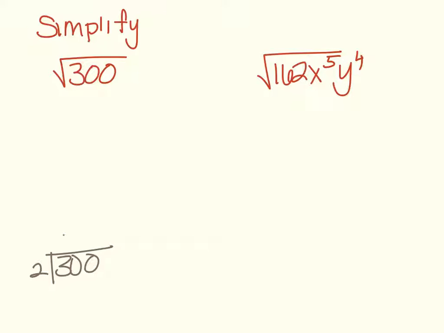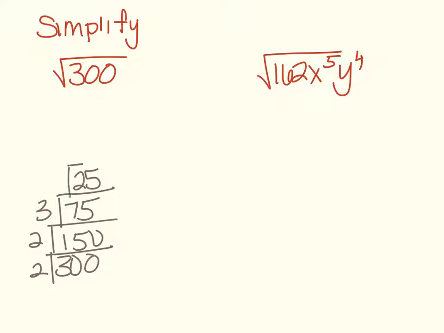So 2 goes into 300 150 times. 2 goes into it 75 times. 75 is not even, so I have to go to my next prime. Well, 3 is my next prime, and I know 75 is divisible by 3. It goes in 25 times. 3 does not go into 25, but 5 does. 5 times. And 5 goes into it 1 time. And that's what I mean by birthday cake. You're going to stop when you're at 1 at the top.